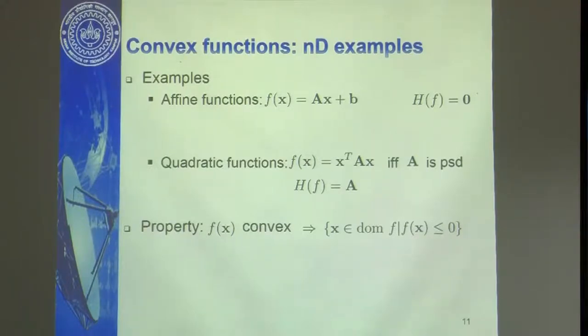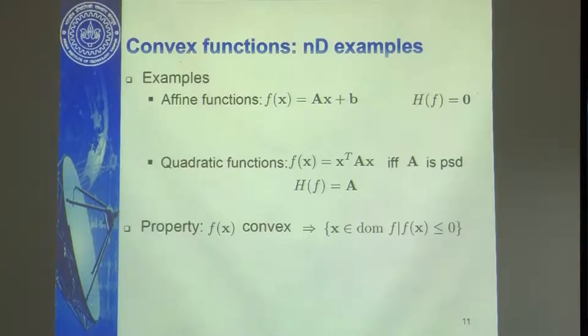What is the relationship between convex sets and convex functions? For convex functions, we are talking about functions of the form f of x. For sets, we were talking about sets of points in n-dimensional space. So what is the relationship? The relationship is that if f is convex, then its sublevel set is also convex.